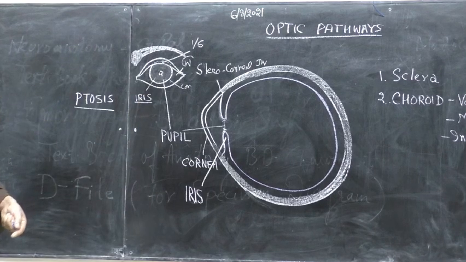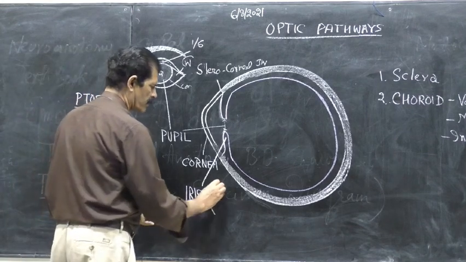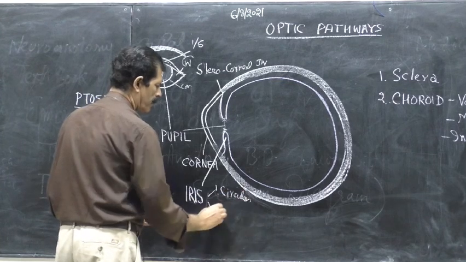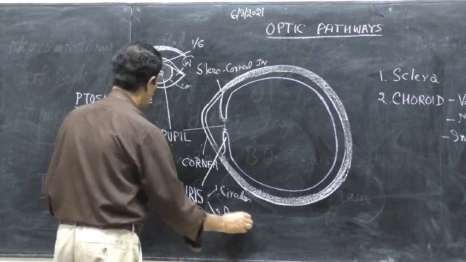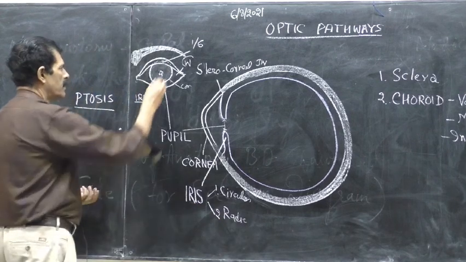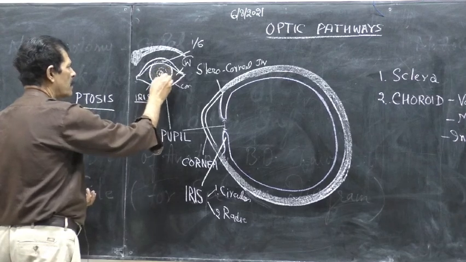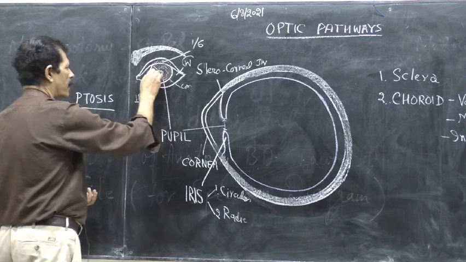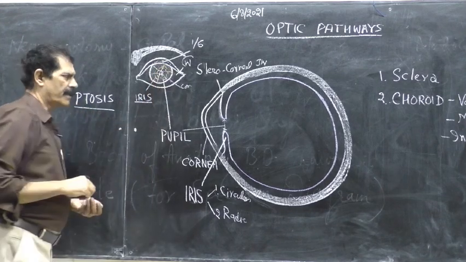Now this iris contains two types of smooth muscles: circular and radial. So two types of smooth muscles. Some are circular and others are radial in the iris.